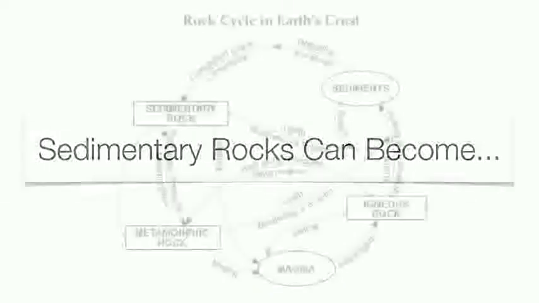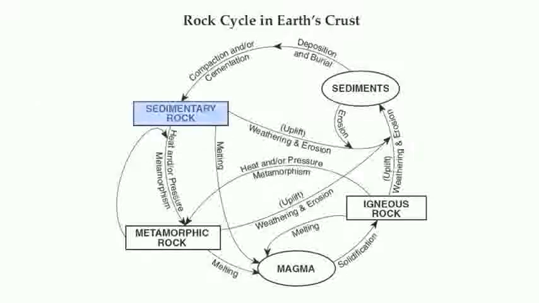And the last type of rock we're going to focus on is sedimentary. First off, sedimentary rocks can become itself. Sedimentary rocks can be uplifted, weathered, eroded, back into sediments. Those sediments can be further eroded into smaller sediments, deposited, buried, compacted, and cemented back into sedimentary rock.